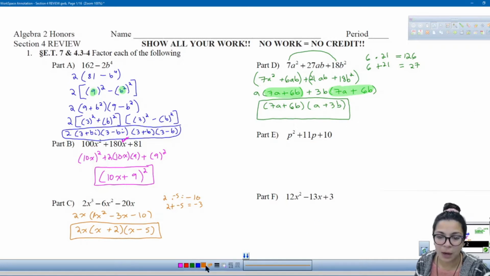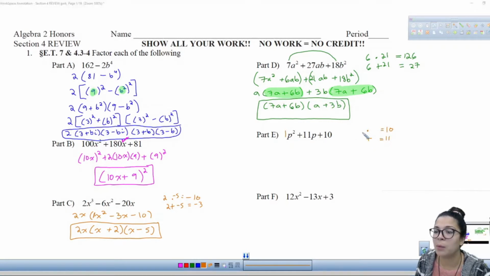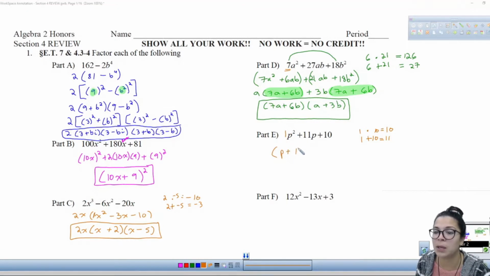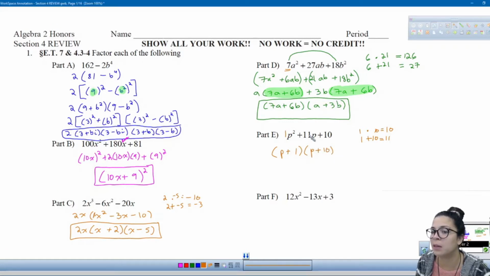All right. For part E, okay, we have a coefficient of 1, so this is easy factoring. Multiplies to 10, adds to 11. So that would be 1 times 10 and 1 plus 10. Remember that if the coefficient is 1, you do not need to break up the middle like we did here. You only need to do that if the coefficient is not 1. If the coefficient is 1, then it's just p plus the one number times p plus the other number. Of course, the variable here depends on the variable from the expression.